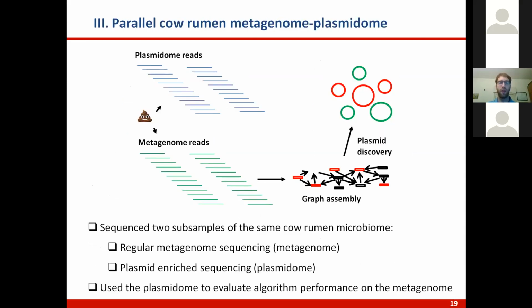The final experimental setting that I want to discuss is this parallel cow rumen metagenome plasmidome. The cow rumen is a primary focus of study of the Mizrahi lab. What they've done here is taken a single rumen sample and divided it into 2. One subsample they sequence regularly, so we have the metagenome, and the other subsample they first enriched for plasmids and then sequence, so we have the plasmidome. What that enables us to do is use the plasmidome to evaluate the performance of each of the tools in assembling plasmids from the metagenome.